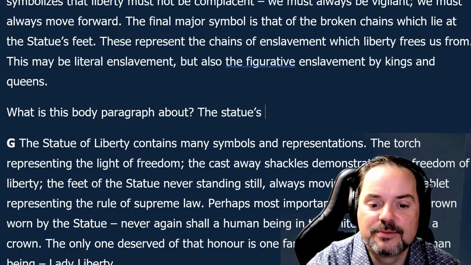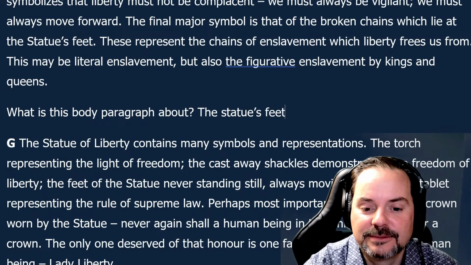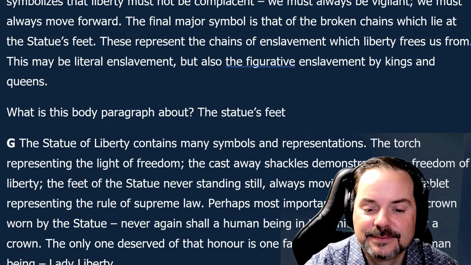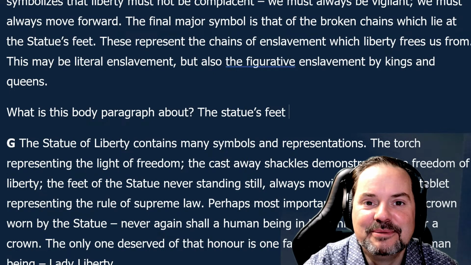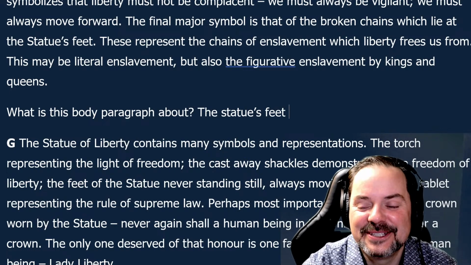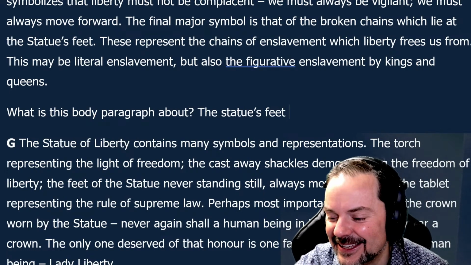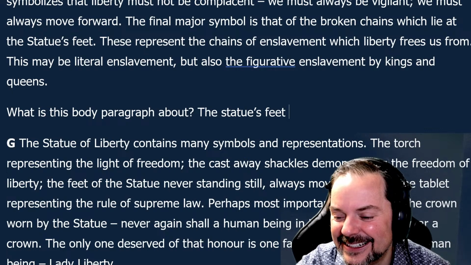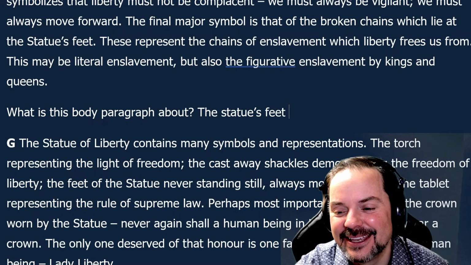And what is the statue's feet doing? These represent the chance of enslavement which liberty frees. Simple, simple, simple. Everybody's thinking way too complicated. What are the statue's feet doing? I think it also represents the freedom. Yes, but again, we're thinking too complicated.